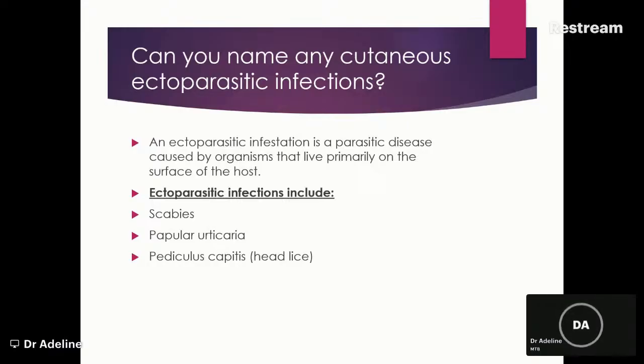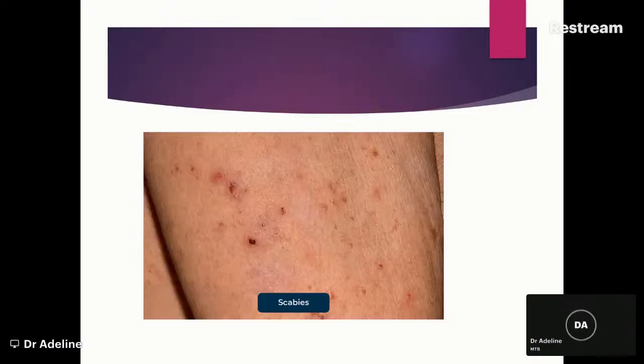Some of the cutaneous ectoparasitic infections; by ectoparasite we mean any organism that is outside the surface of the host. This can include scabies, papular urticaria, and pediculus capitis, which means the common head lice. This is an example of scabies infection, which is one of the most common itchy conditions usually seen, and it is characterized by burrows, which we'll come to later when discussing the case of scabies.